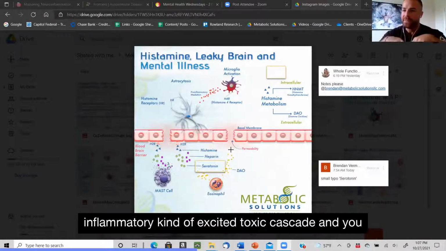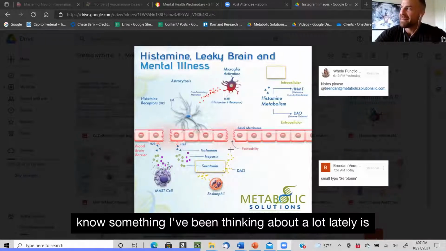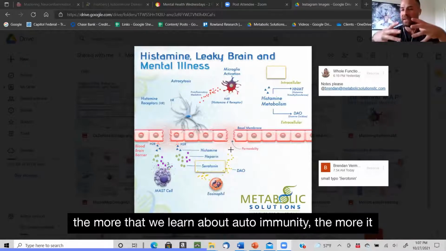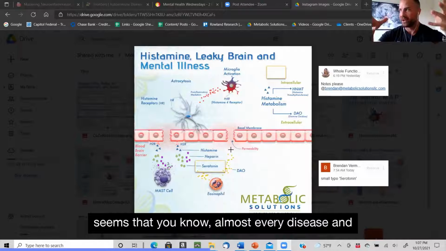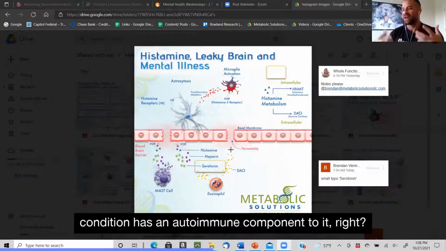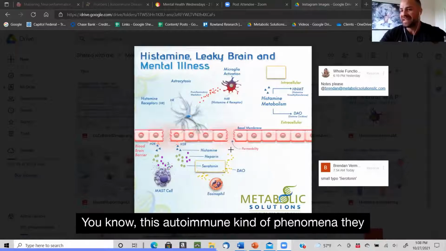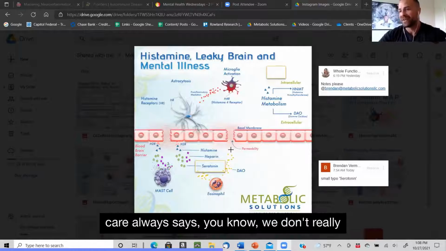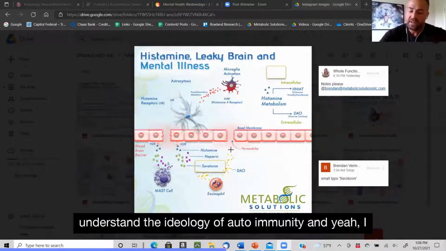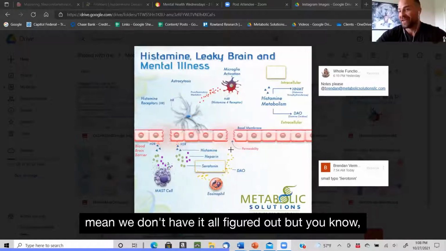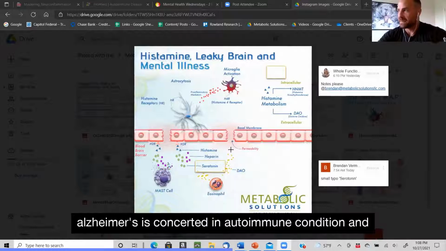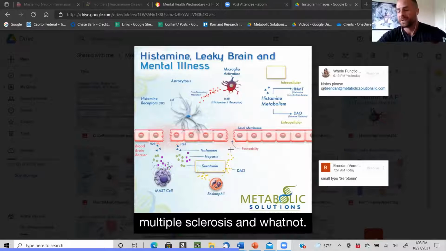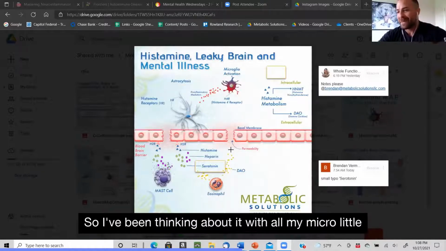And something I've been thinking about a lot lately is that the more we learn about autoimmunity, the more it seems that almost every disease and condition has an autoimmune component to it, right? Conventional science and healthcare always says we don't really understand the etiology of autoimmunity. And yeah, we don't have it all figured out, but Alzheimer's is considered an autoimmune condition, and Parkinson's, and obviously multiple sclerosis and whatnot. So I was thinking about it with all my microglial activation stuff.